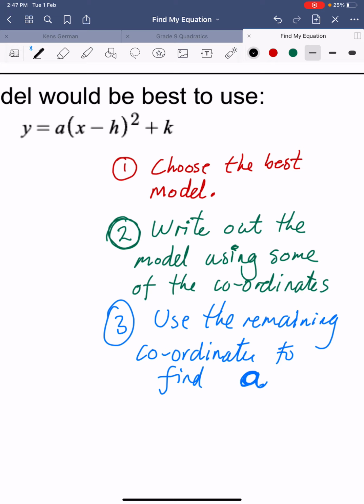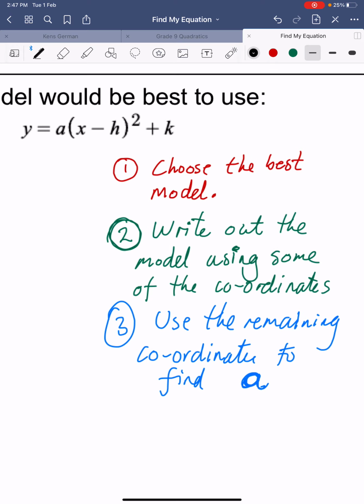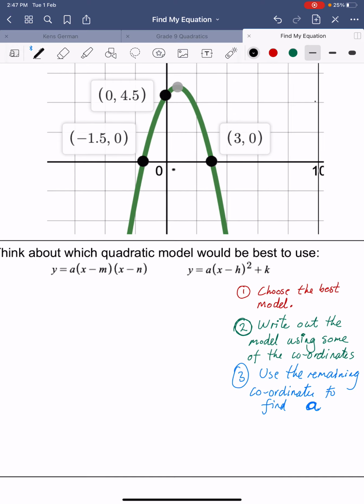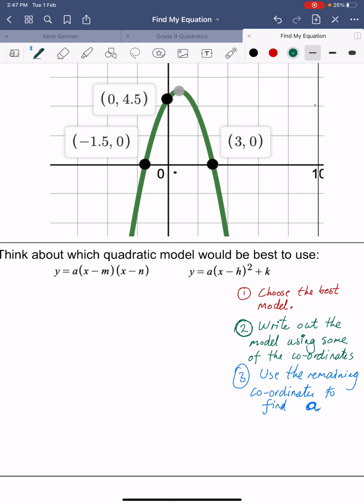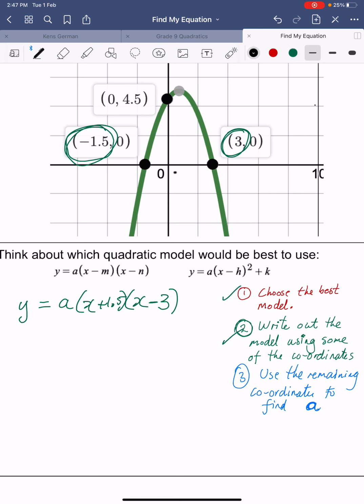So now let's have a little look. Option number 2, write out the model and then use some of the coordinates to help. All right then, so let's try that. If I go in green, I'm going to write out the model. The model is y equals a(x)(x). I don't know what a is, but I do know what m and n are. We just take these numbers and reverse the sign. That's plus 1.5. We take the 3 here and we reverse the sign, minus 3. Because we've done 1 and we've done 2, we're just left to find part 3.